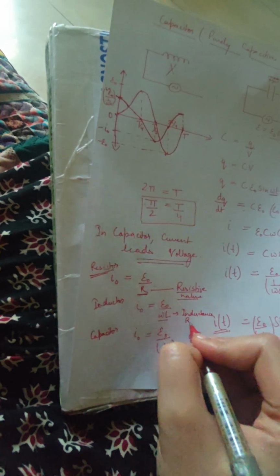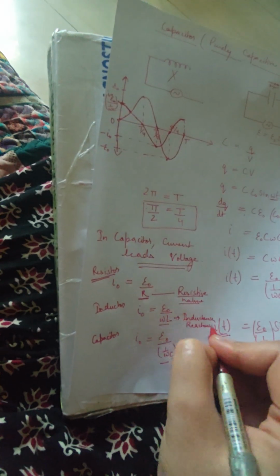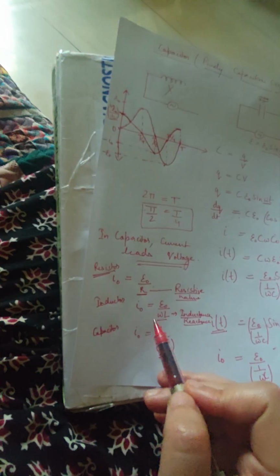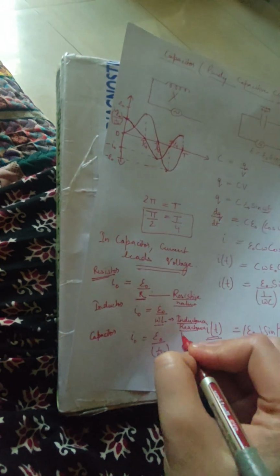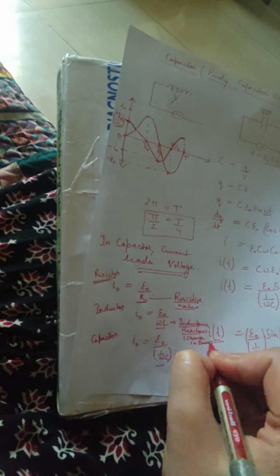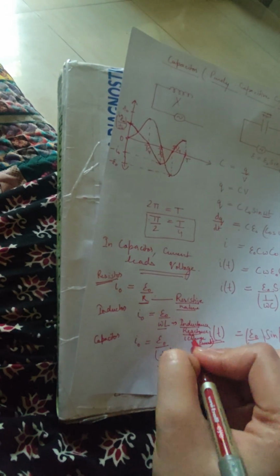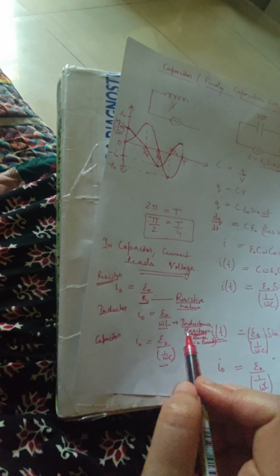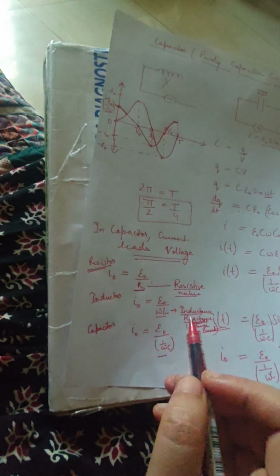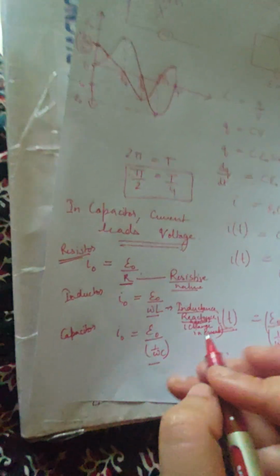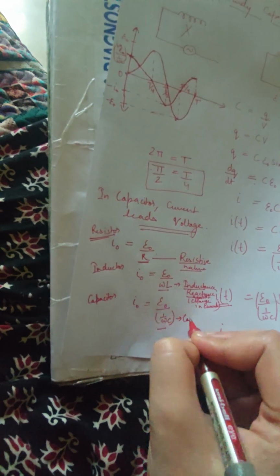You don't call it resistance. We call it inductive reactance, because it is not against current. It is against the change in current. It's against that, because if current changes, magnetic flux would change, and then inductance would come into the picture, because it doesn't want the change to happen. Then we have 1 by omega C. This is my capacitive reactance.